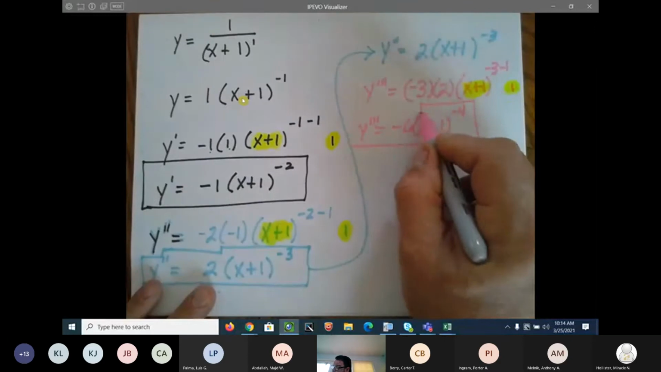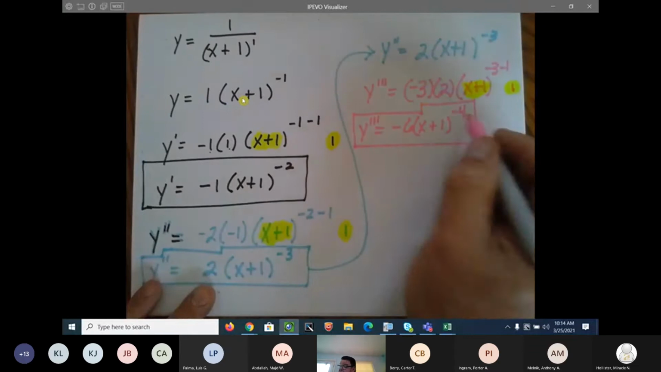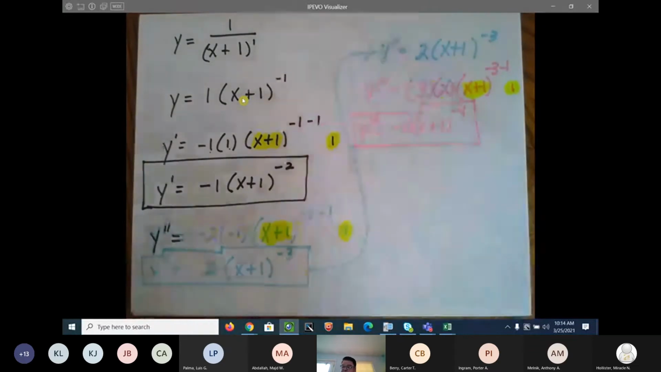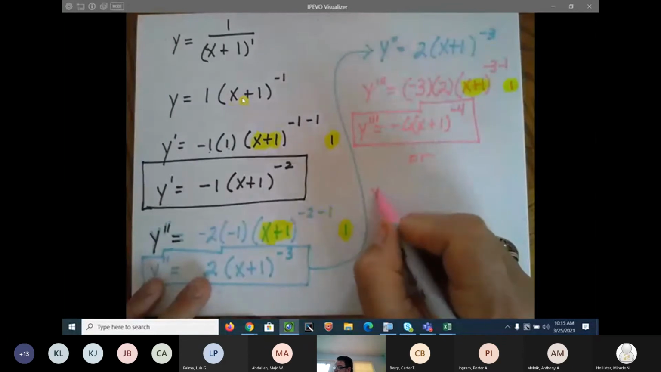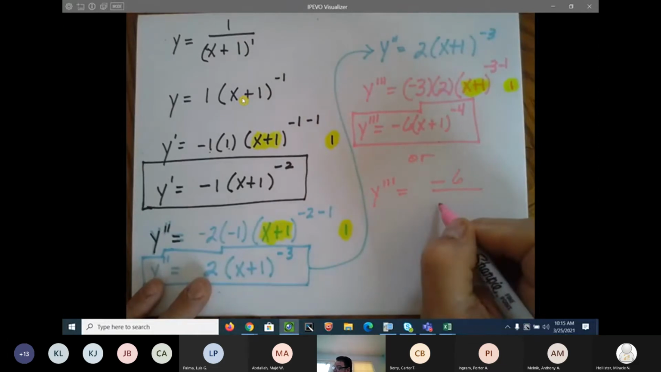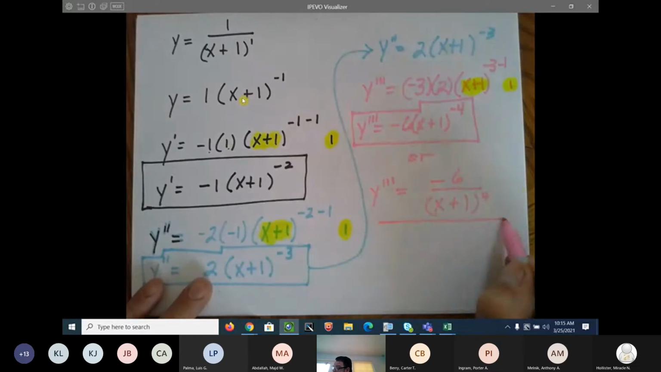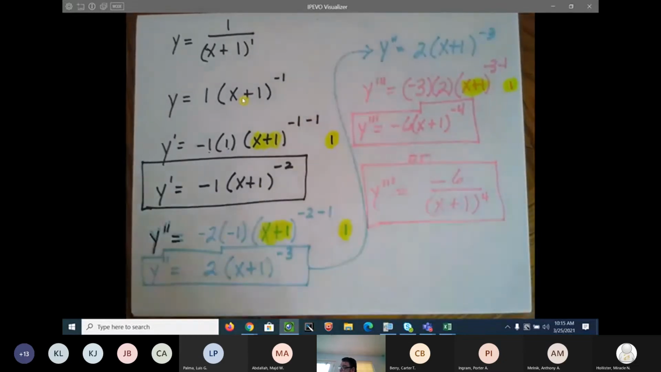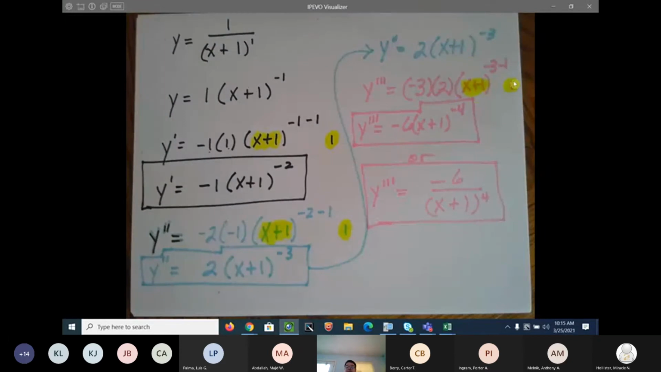Since the homework and the questions we've been doing so far leave the negative exponent, I'm going to leave that. But I'll do this if you want to: y triple prime is equal to negative 6 over x plus 1 to the 4th power. I'm going to write it with the negative exponent to see if the test will take it. So that will answer your question on which one to type in.